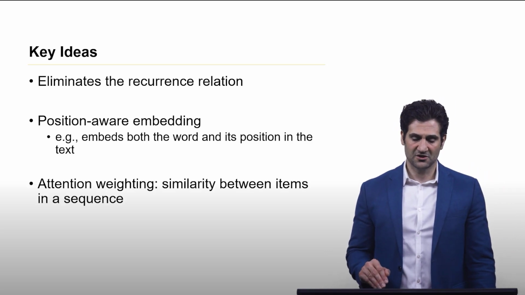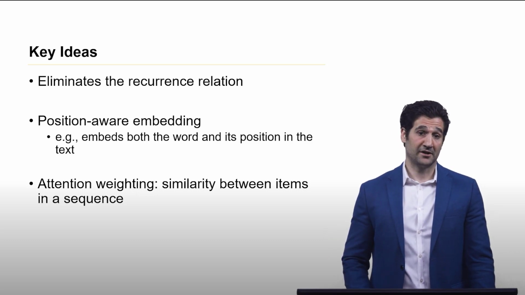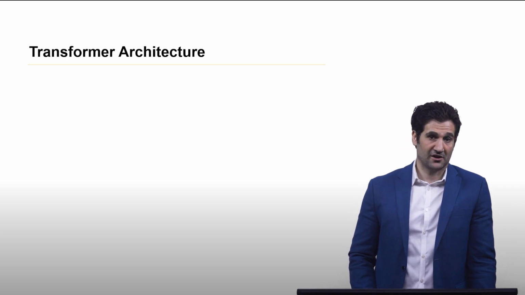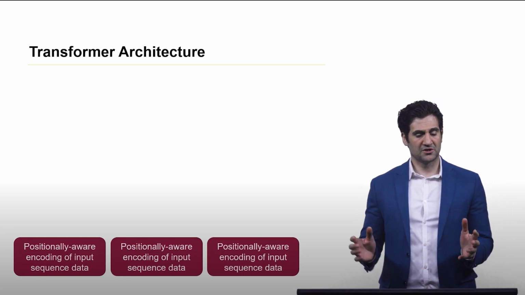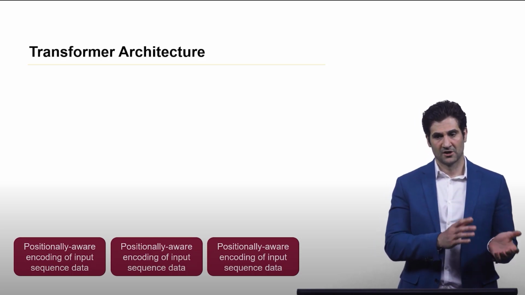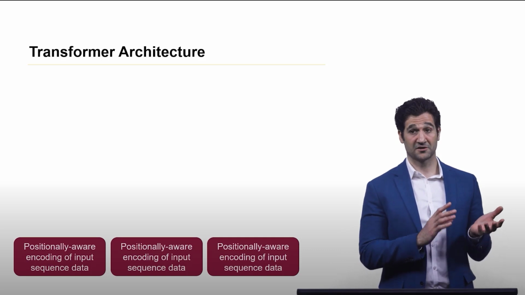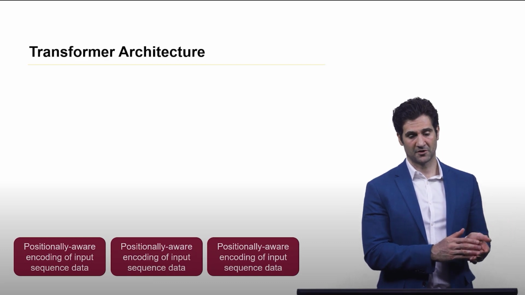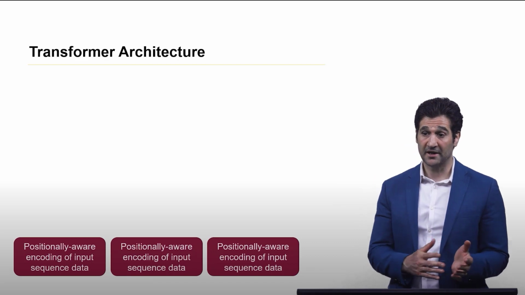This idea of attention weighting is a way of weighting similarity between items in a sequence. And now let's just dive right into the architecture. So, okay, we have this positionally aware encoding of the sequence data. And so we have all of these vectors for everything in the sequence, and each vector is a concatenation of the input and its position in a single embedding. We take that and we repeat it 3 times.